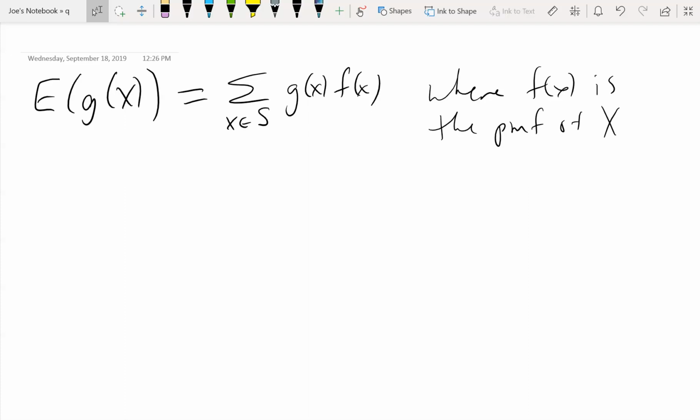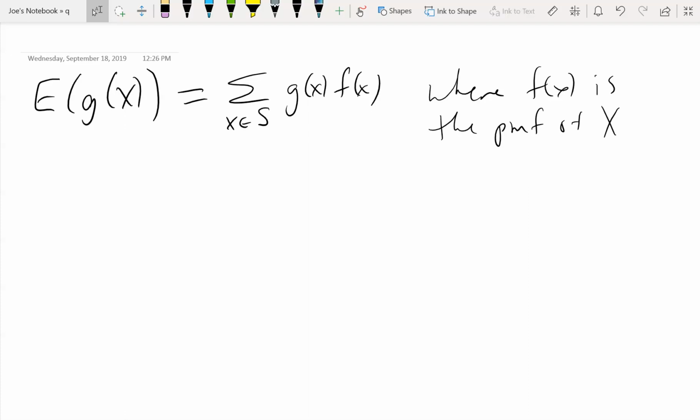So basically what this is, it's a weighted average. Your f of x is giving you the probability that the value of x happens. So this is giving a weight to how often the g of x is going to happen. It's giving you a weight of that g of x. Adding it all together takes an average. That's what we're talking about, the expected value. So it's a weighted average of that function.